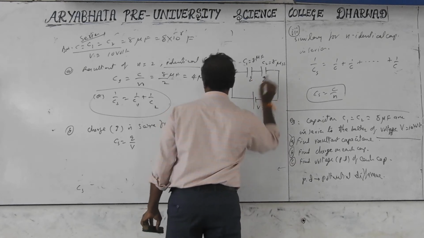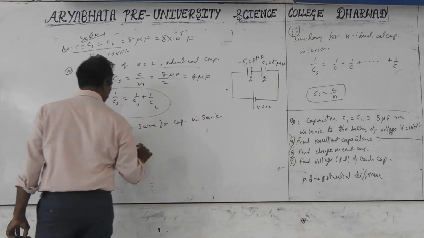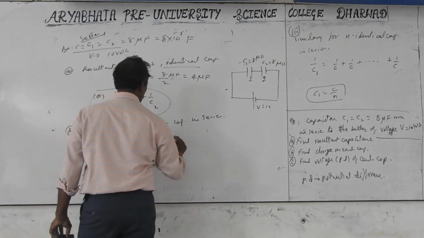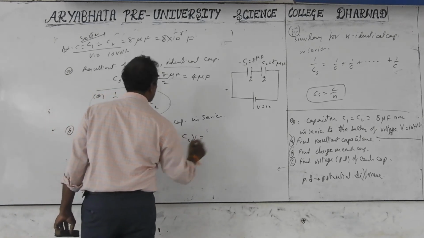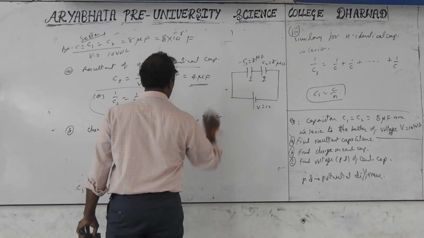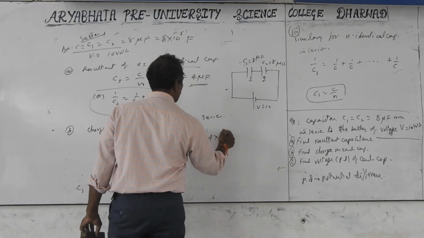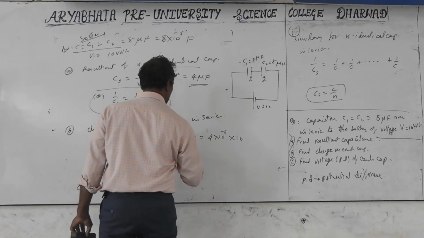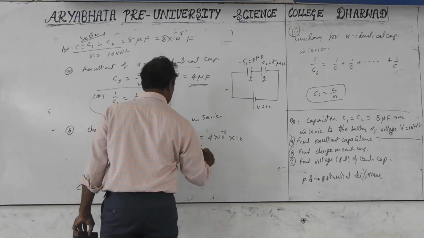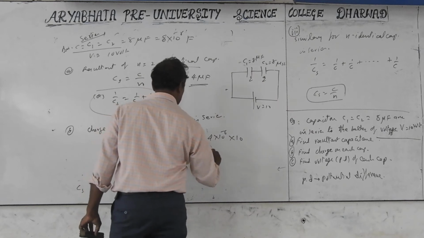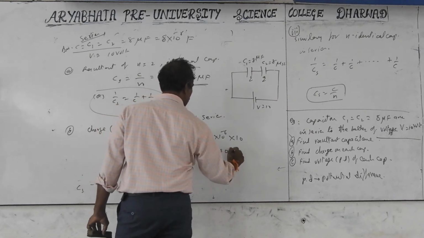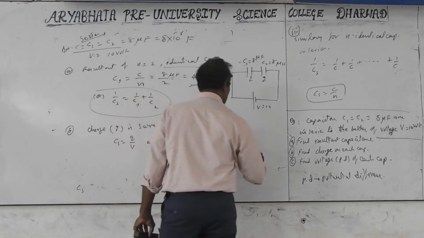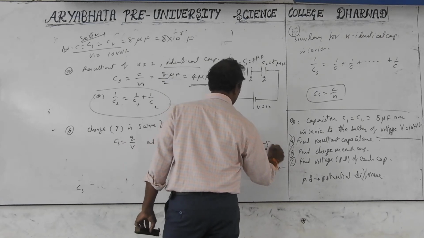Q is equal to C series into V. C series is 4 microfarads, so 4 into 10 to the power of minus 6 into potential. So charge is equal to 40 into 10 to the power of minus 6 coulombs. You can also say 40 microcoulombs, or we can also represent this as 4 into 10 to the power of minus 5 coulombs.